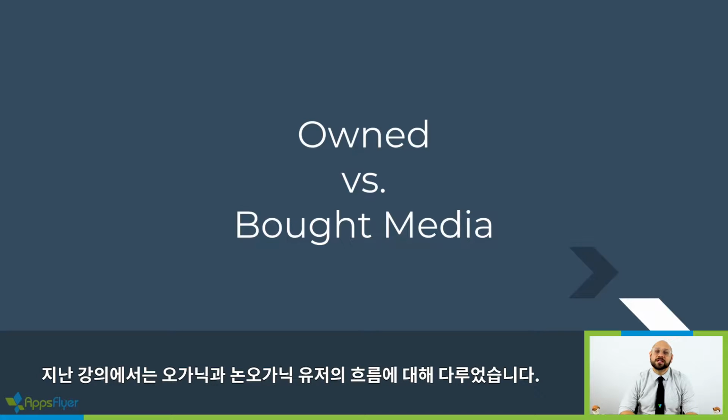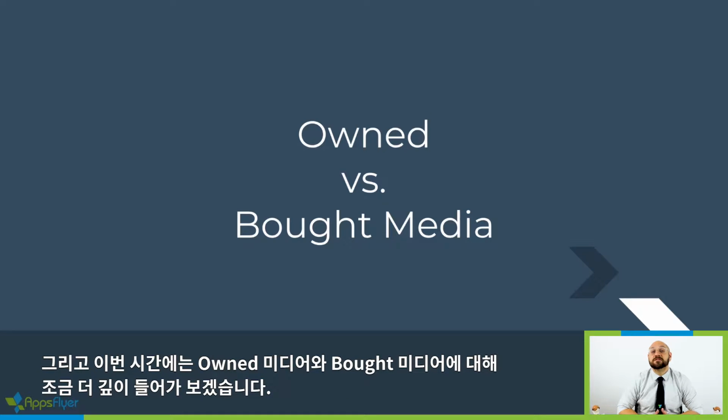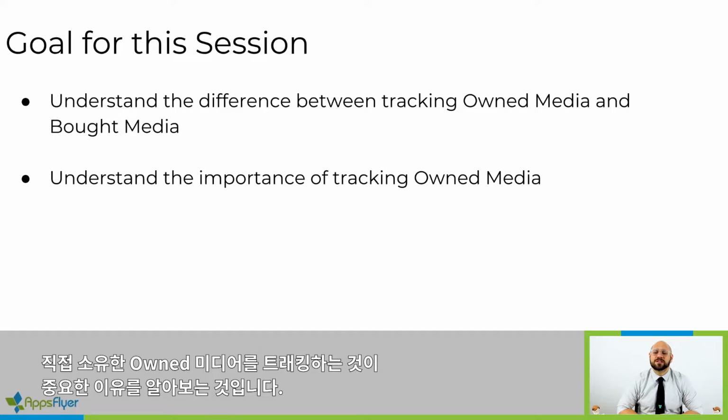Now, in previous sessions, you might remember that we covered the organic user journey, the non-organic user journey, and we talked about the difference between installs that come from ad networks and custom media sources. In this session, we're going to discuss the difference between owned and bought media. And the goal for this session is to really understand the difference between tracking owned media and bought media, and also understand the importance of why we should track our owned media.